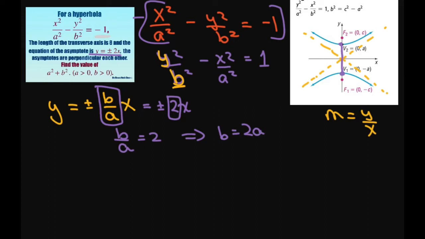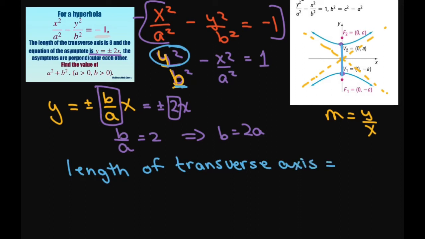The length of the transverse axis is always going to be under the y. It's on the y part. So it's going to be 2 times b. So the length of the transverse axis equals 2b in our case, because this got flipped around. And this equals 8. It's given to us that it's 8. So my b equals 4. If my b is 4, then my a has to be 2.